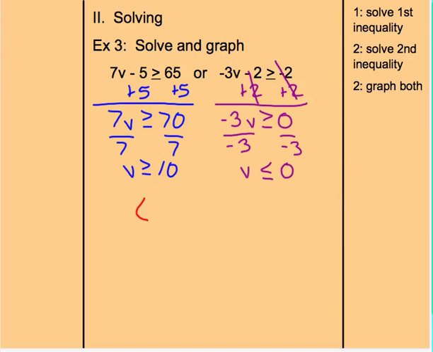Setting up our number line, we need 0 and 10 on it. Both closed circles because both of them are or equal to's. V is greater than or equal to 10, so greater than shades to the right. And v is less than or equal to 0, so that shades to the left.